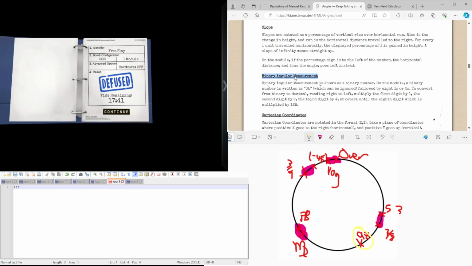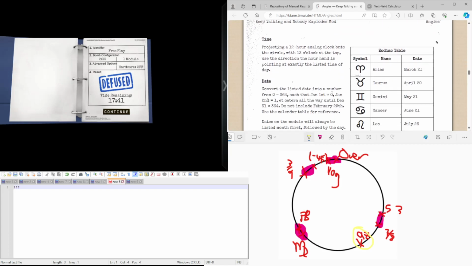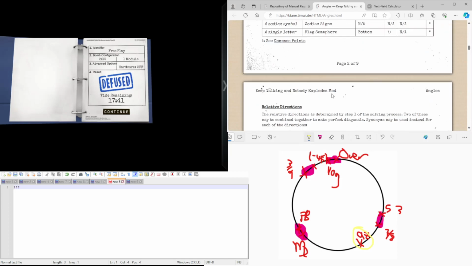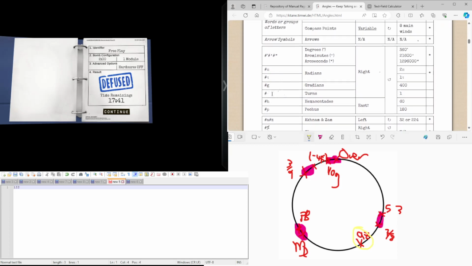Binary angular measurement. Binary angular measurement is shown as a binary number, where the 0b at the start can be ignored. It's just telling you it's a binary number, so you don't mistake it for a massive number instead. Convert binary to decimal reading from left to right. Just convert this number into a regular number, and then follow the rules for working out just singular numbers as terms.